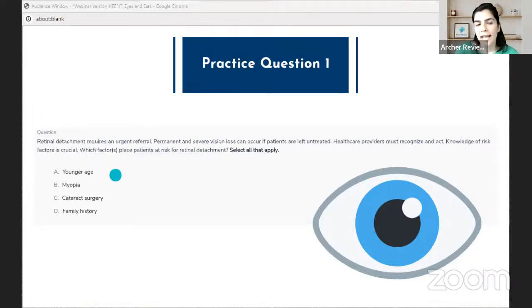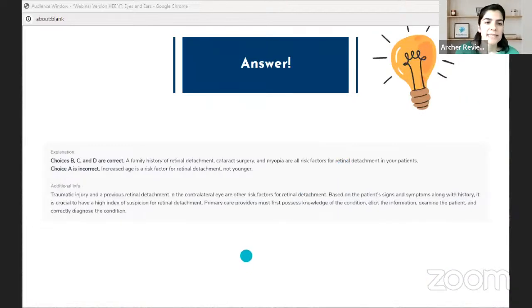So is it A, young age? Is it B, myopia, C, cataract surgery, D, family history? Remember, you're asking all those history questions, right? To get a full picture. So if you said B, C, and D, you're right. So family history is really important. If they've had any cataract surgery, remember you're going to ask about those prior procedures done, and myopia. All those put the patient at increased risk for retinal detachment.